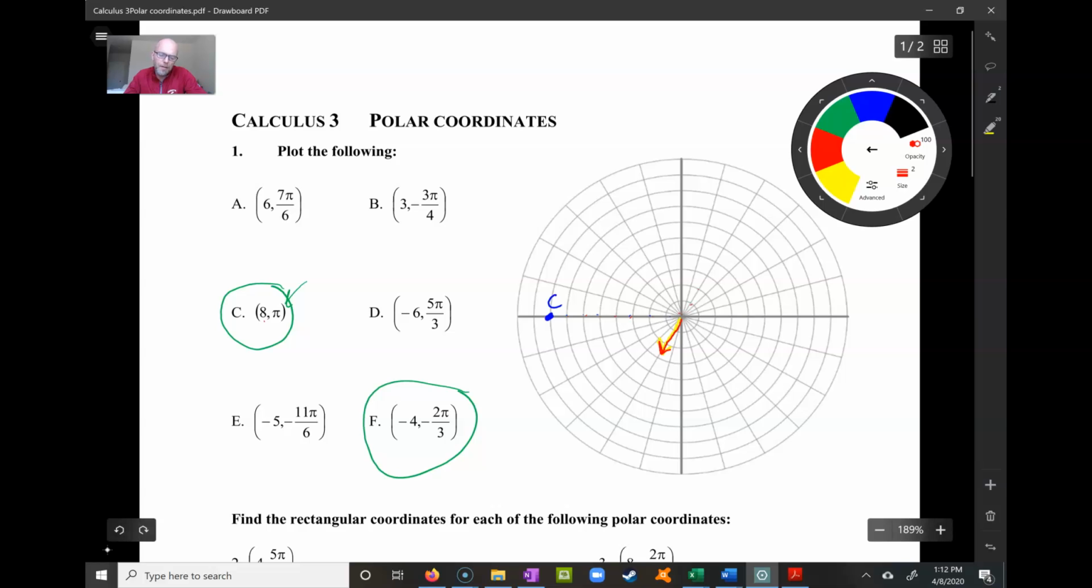And then this says my radius is negative 4, which means I'm going to move 4, but I move it in the opposite direction that I'm facing. Since I'm facing this direction, that means I'm going to go out this way. 1, 2, 3, 4. So that would be my F point.